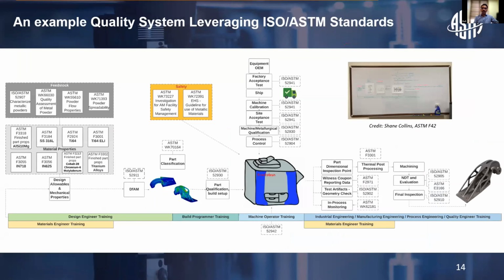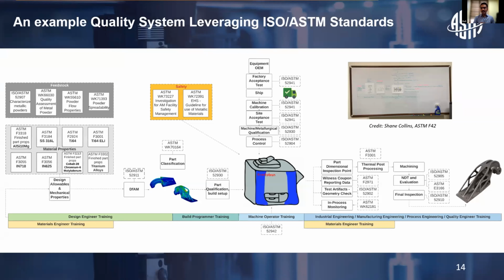So this is an example of how you can leverage the standards in creating a quality system across your organization, right from the material to the end part. Whatever standards I've shown previously can be grouped under different buckets and mapped with your process. For example, when I talk about feedstock, you can see there are a few standards under feedstock. If you refer to these standards, it will be helpful for you to create a qualification process for feedstock.